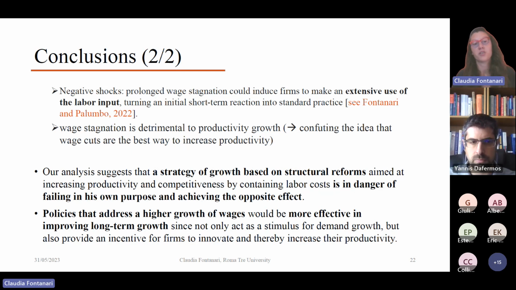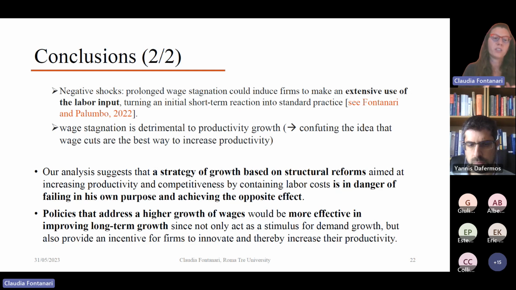The fact that wage stagnation is detrimental to productivity confutes, of course, the idea that cutting wages is one of the best ways to increase competitiveness and productivity. So the analysis suggests that a strategy of growth based on structural reforms that aims to increase productivity by cutting labor costs is in danger of failing, not only of failing in its own purpose, but also of achieving the opposite effect.